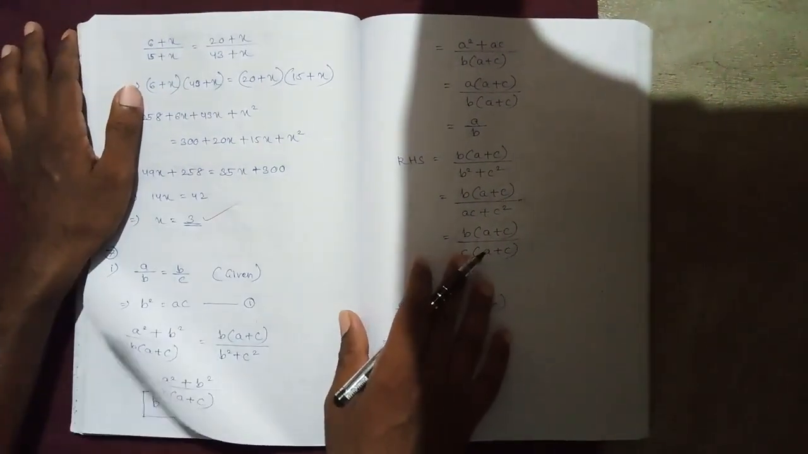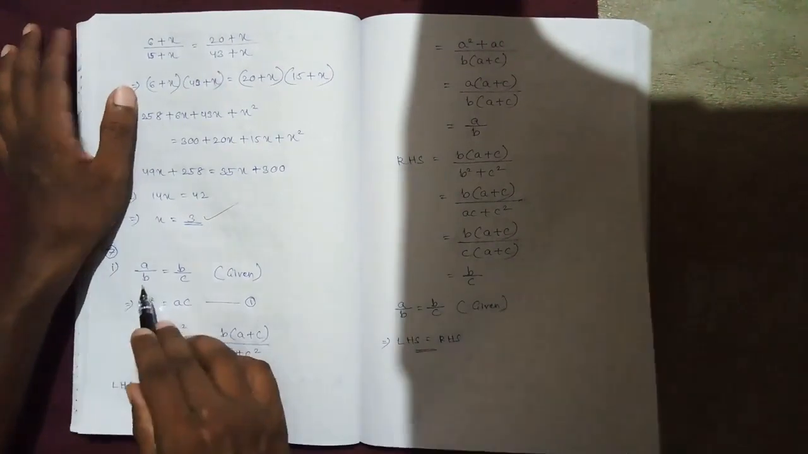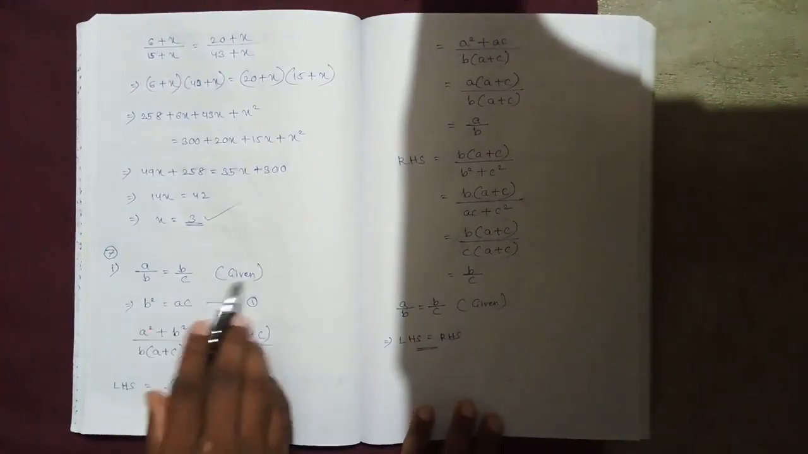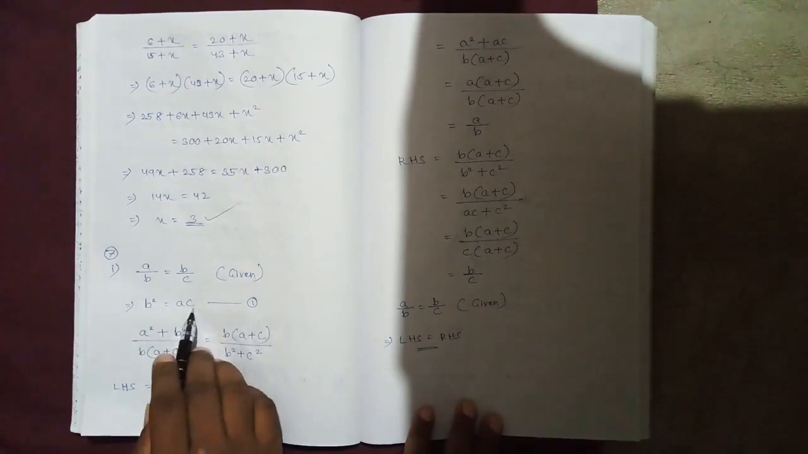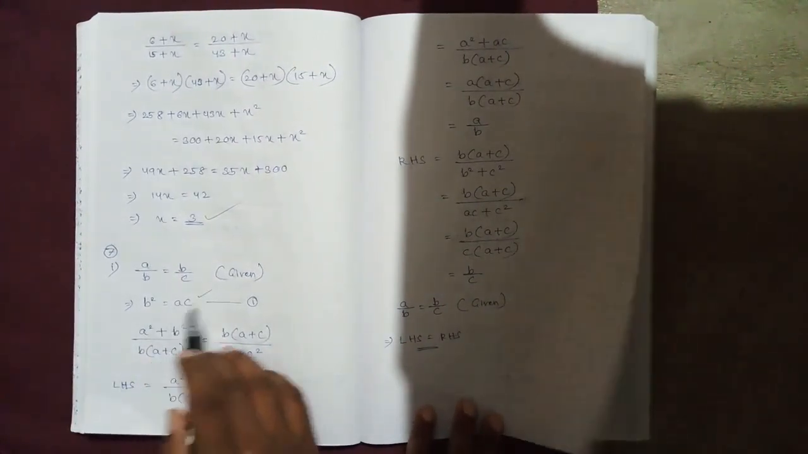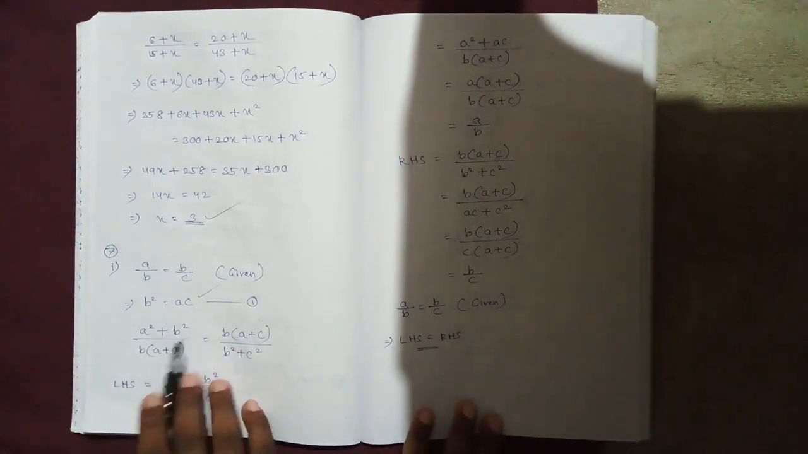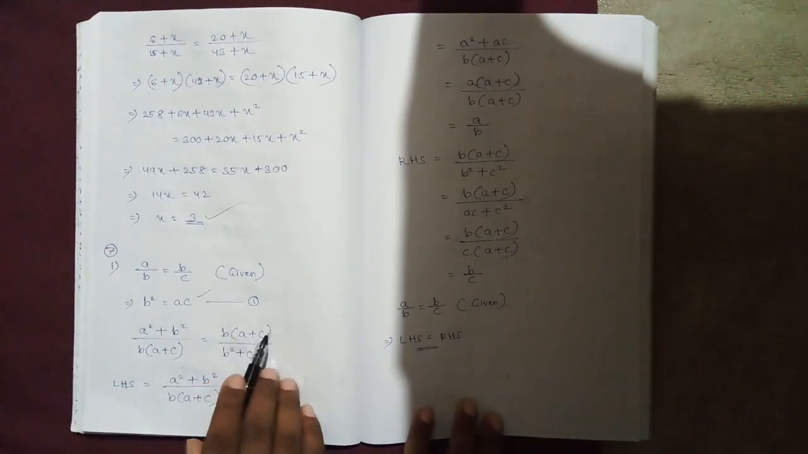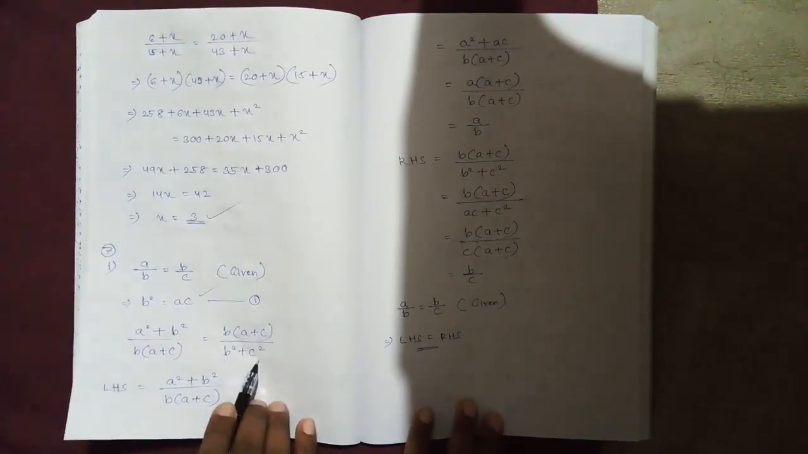Now move to number 7, first bit. A, B, C are in continued proportion. That means A by B is equal to B by C. This is given. So B square is equal to AC. This will help us. Then we have to prove that A square plus B square by B into A plus C is equal to B into A plus C by B square plus C square.